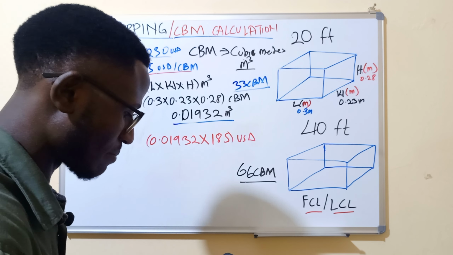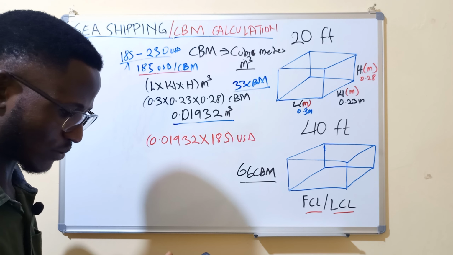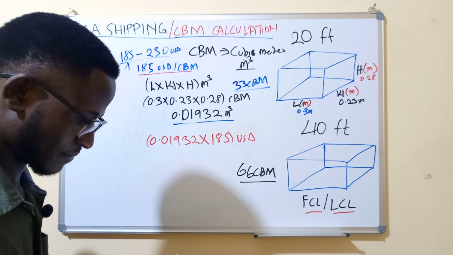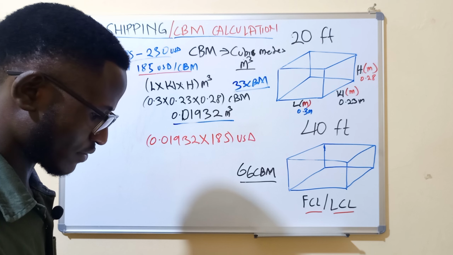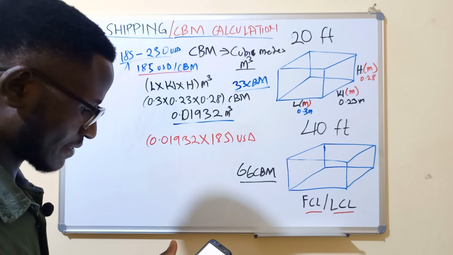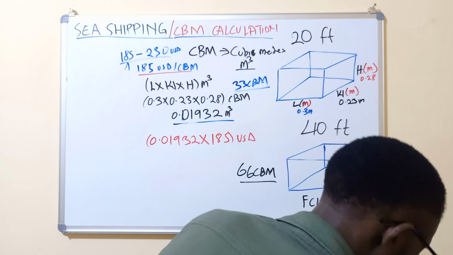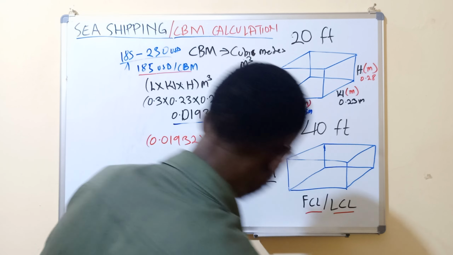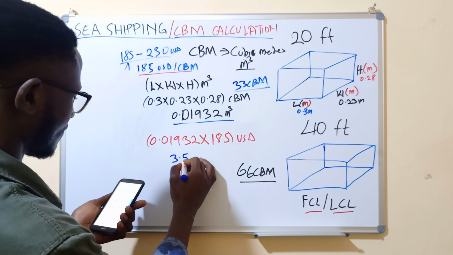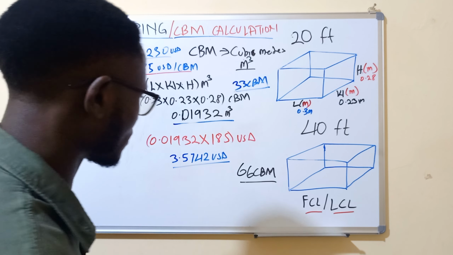Once again, help me, we'll do the math together. If I fail, you correct me. If you fail, I'll correct you as well. I'll look through the comments. So with this, we have 0.01932 times 185 US dollars. Literally, I can see the total, the product here is 3.5742 USD. I will check in the comments what you've got, but this is what I've got.